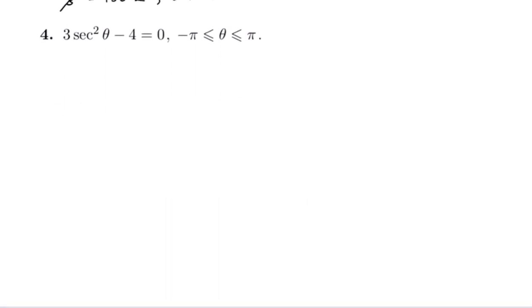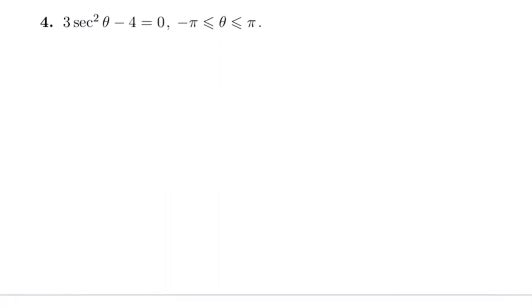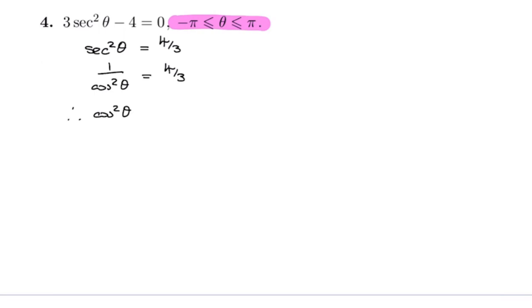If you have a look at number 4, you can see we've got a squared. Now, whenever we get a squared, we're going to be working with two possible equations. We're going to be very careful in radians, and this time we're going from negative pi to pi. So the first thing I want to do is rearrange it to get the sec squared on its own. So I'm going to get sec squared theta equals 4/3. Remember, sec squared is 1 over cos squared, so 1 over cos squared theta is 4/3. Therefore, cos squared theta is 3/4.